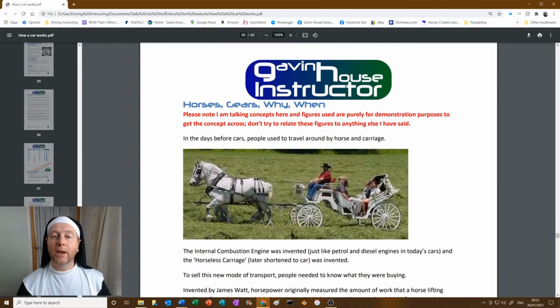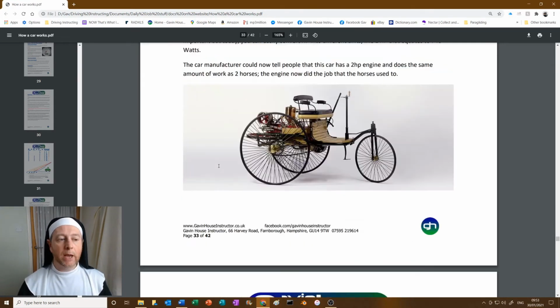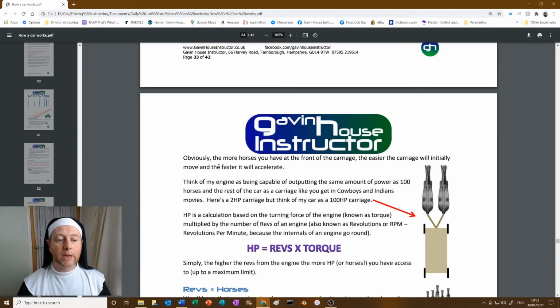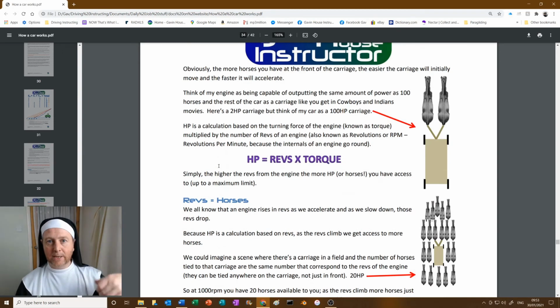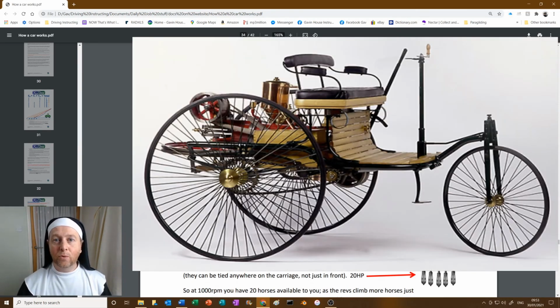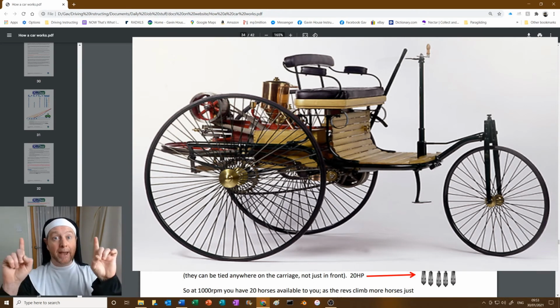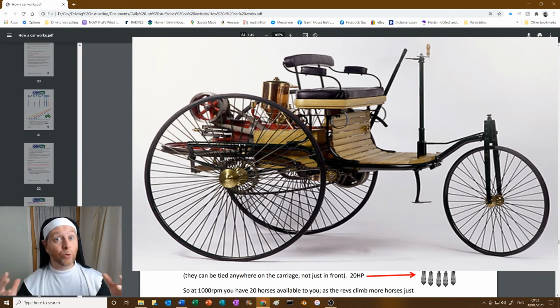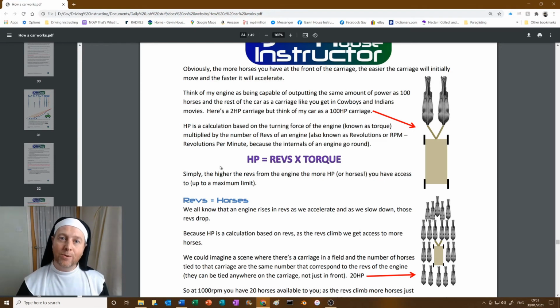Horses, gears, why, when. This comes in handy when you're trying to work out what's actually going on. Back to the engine. An engine basically is a source of power. And what happened was, years and years ago, when they first started off, they had to sell cars, or horseless carriages, which became shortened and turned into a car, so it was a horseless carriage originally. To sell it to the locals, they worked out how much energy one horse did to move a known weight over a known distance, and that became known as 1 horsepower.